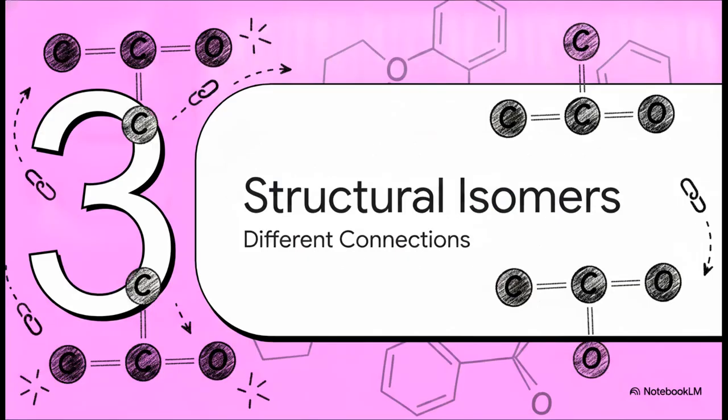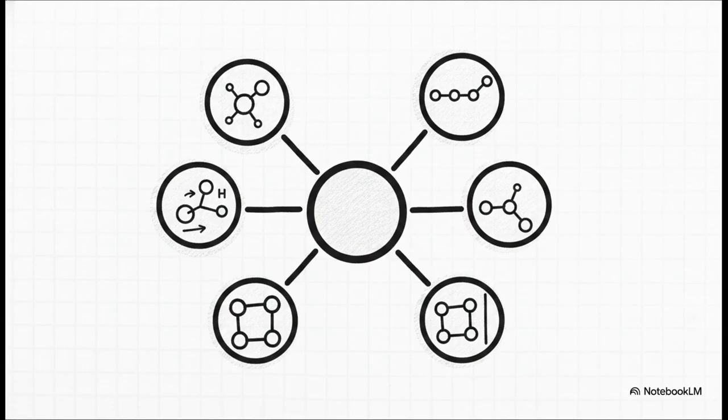Moving right along to Section 3, structural isomers, different connections. So we are going to look really closely at how atoms are physically wired and linked up to create brand new structures. Structural isomerism actually breaks down into 6 distinct types. Ready? We've got chain isomerism, positional isomerism, functional isomerism, ring chain isomerism, metamerism isomerism, and tautomerism isomerism. Let's do a really fast-paced visual breakdown of each one of these.